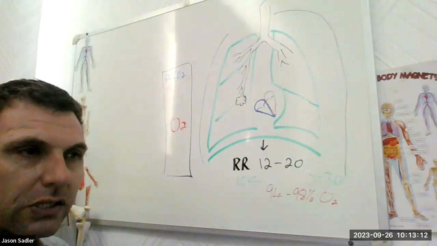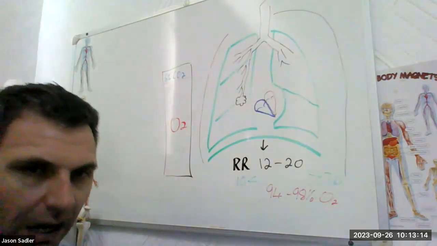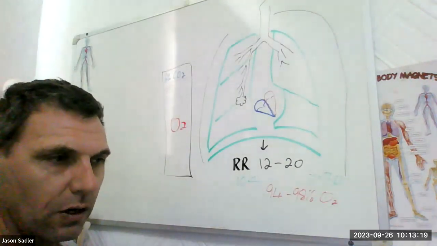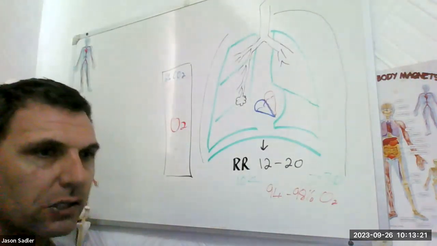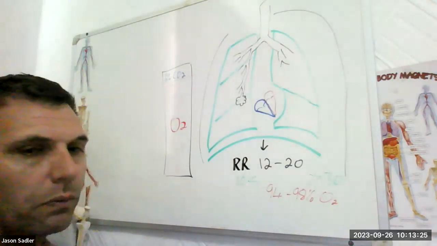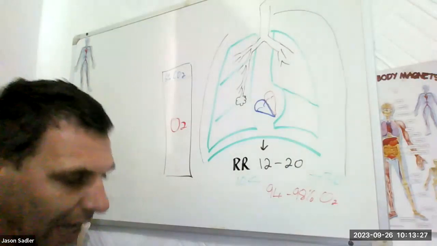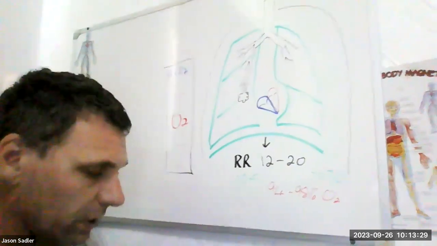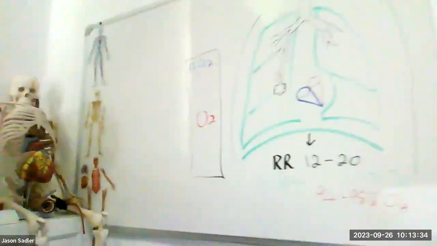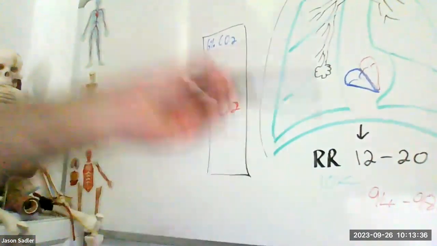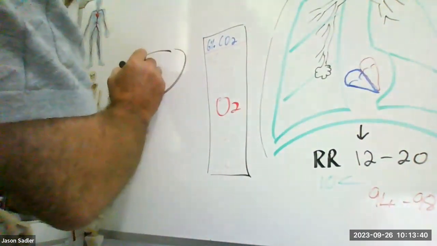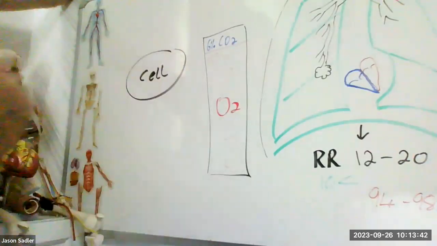So where has this carbon dioxide come from? I know I've used up 4% oxygen and it's been replaced by carbon dioxide, but where has that come from? Well, that's when we go into cellular activity. So I'm going to move across to here, and we're going to talk about a cell. So here is a cell.